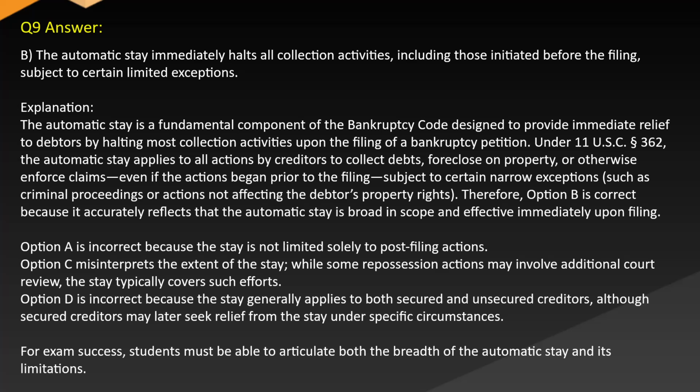Therefore, option B is correct because it accurately reflects that the automatic stay is broad in scope and effective immediately upon filing. Option A is incorrect because the stay is not limited solely to post-filing actions. Option C misinterprets the extent of the stay. While some repossession actions may involve additional court review, the stay typically covers such efforts. Option D is incorrect because the stay generally applies to both secured and unsecured creditors, although secured creditors may later seek relief from the stay under specific circumstances. For exam success, students must be able to articulate both the breadth of the automatic stay and its limitations.